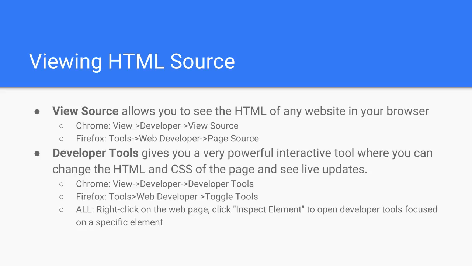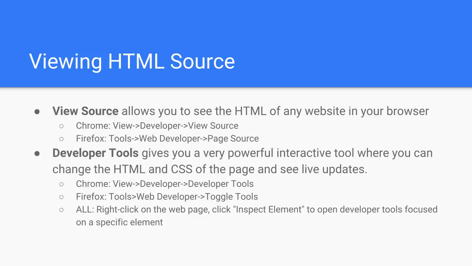So again, just a few things. View source lets us see the HTML of any website in our browser. There are different ways to do it in Chrome or Firefox. Safari is different as well. View source will just show you the HTML itself, all of the HTML. Sometimes I like to do view source if I want to browse all of the HTML.